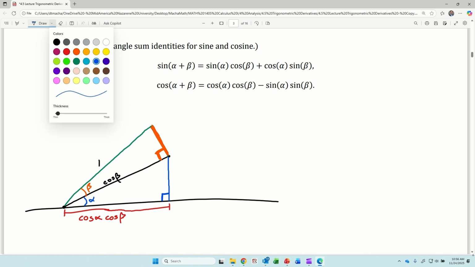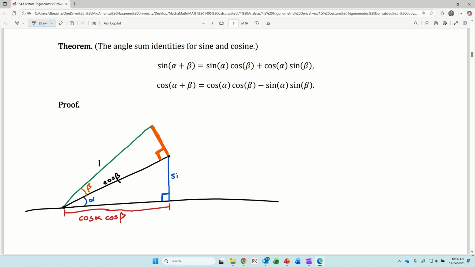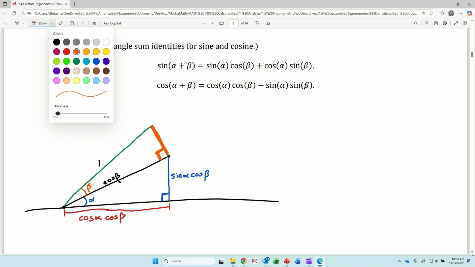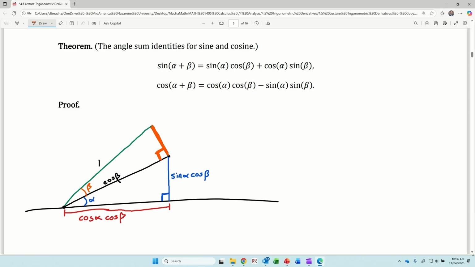Over here in blue, this is the sine of alpha times cosine beta, because the sine of alpha is the ratio of the opposite side length to the hypotenuse. In orange, this is just going to be sine of beta, because sine of beta is the ratio of the opposite side to the hypotenuse. In other words, sine of beta over 1. So all of this checks out, I hope.